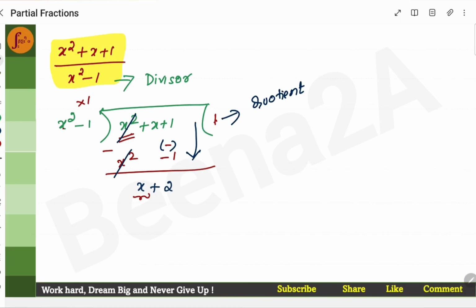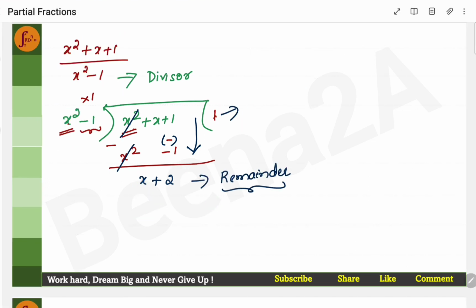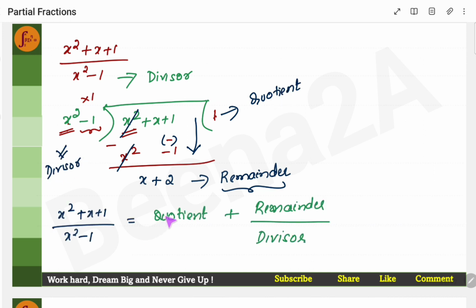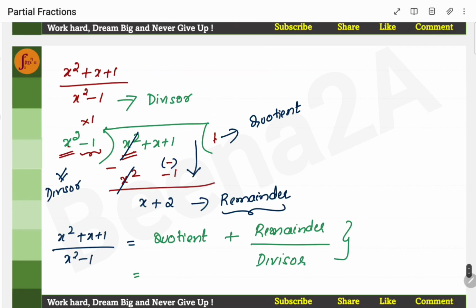Also, the first term here, which is x, is less than the first term here. X is less than x square. So anytime the remainder is less than the divisor, we have to stop the division. So this becomes the remainder, this becomes the quotient, and this becomes the denominator or divisor. So now we'll have to write it in this form: quotient plus remainder by divisor, which is nothing but quotient is 1 plus remainder is x plus 2, divisor is x square minus 1. So this is the answer for this particular rational function.